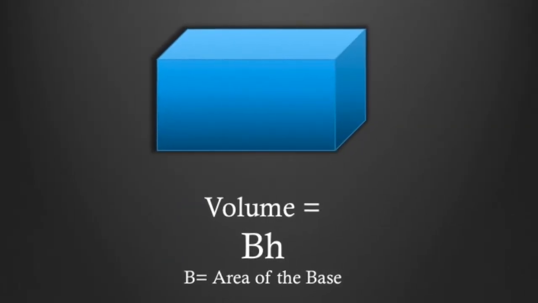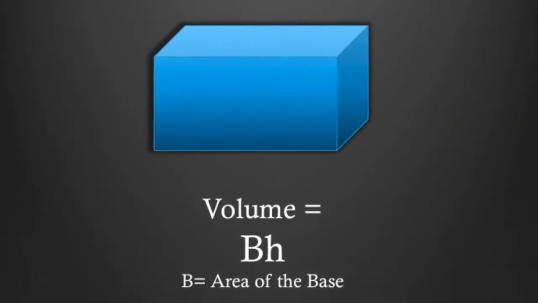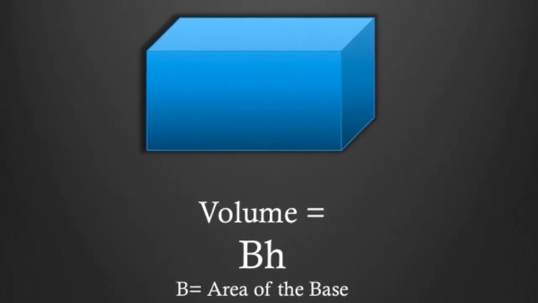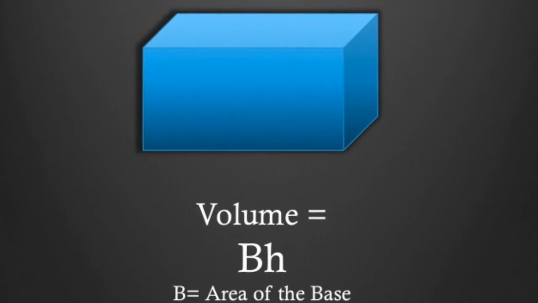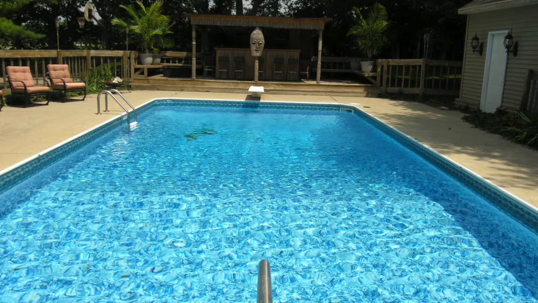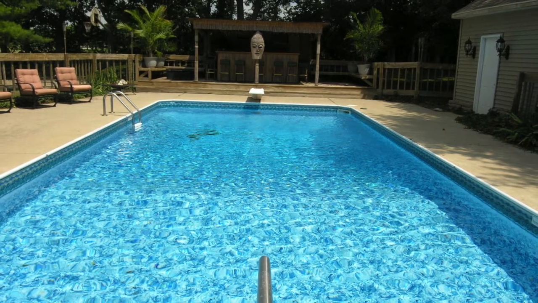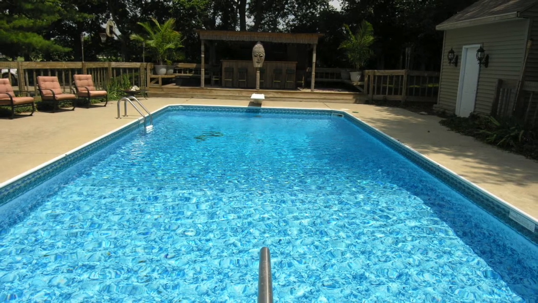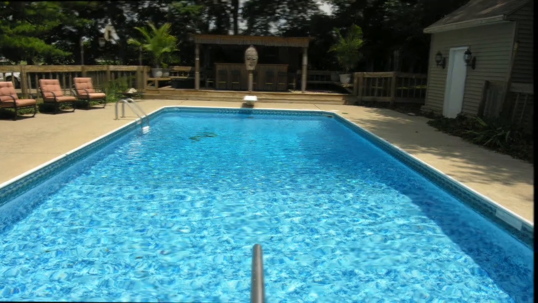To find volume of a prism, again, we use area of the base times the height. The only difference is the area of your base will depend on what shape the base is. In this case, we're talking about a rectangle, so we would do length times width. How much water does it take to fill up a pool? Well, because we're talking about filling something up or how much would go on the inside, we would use volume.